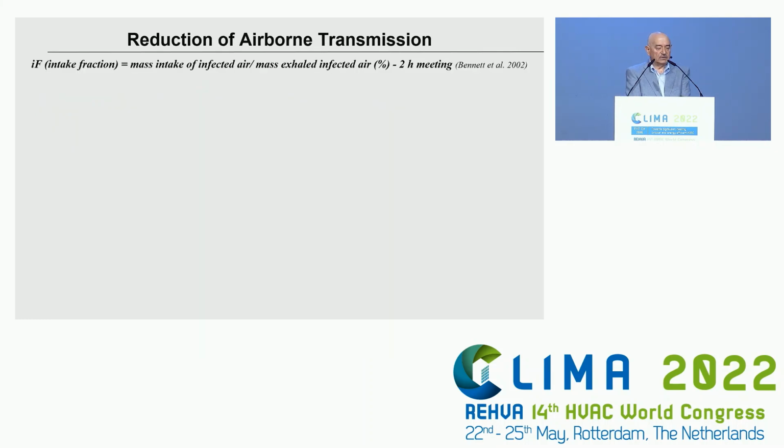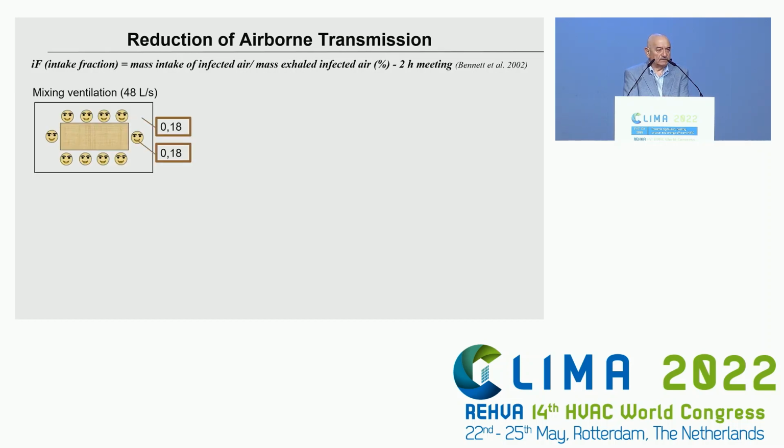Now let us look at the results. We use an intake fraction, which is the mass intake of infected air relative to the mass of infected air generated. We calculated the intake fraction for 2 hours because the meeting was 2 hours. We calculated, for example, for class 3 of ventilation, about 48 liters per second, and we got an intake fraction of about 0.18, in inhaled air or in the occupied zone.